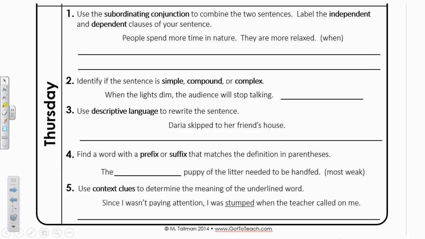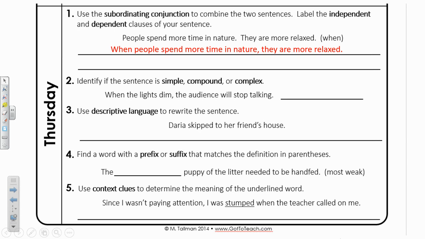Number 1 says, use the subordinating conjunction to combine the two sentences. Then label the independent and dependent clauses of your sentence. People spend more time in nature. They are more relaxed. They want us to use the subordinating conjunction when to combine these sentences. So I chose to say, when people spend more time in nature, comma, they are more relaxed, period.